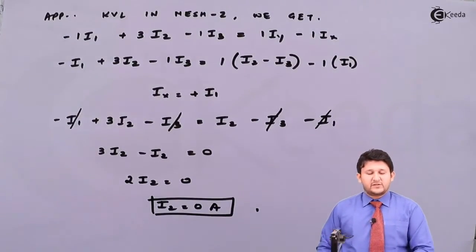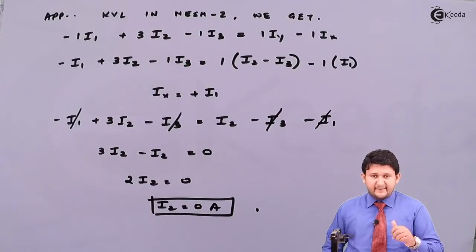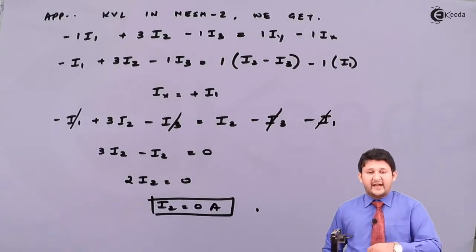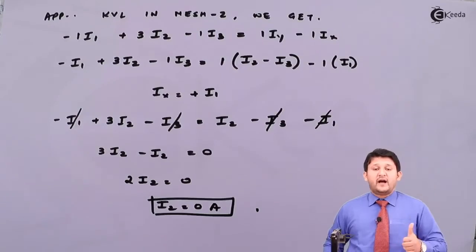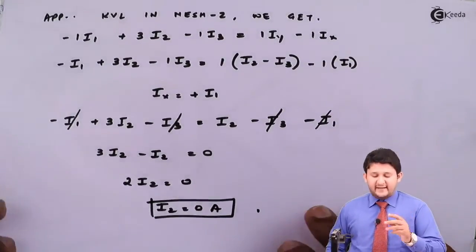That's it. So the question was to find the currents. When I say current, I mean Ix and Iy. I don't mean I1, I2 and I3, because the question says find the value for Ix and Iy. Till now we have only found the values for I1, I2 and I3. So let's find the current for Ix and Iy.